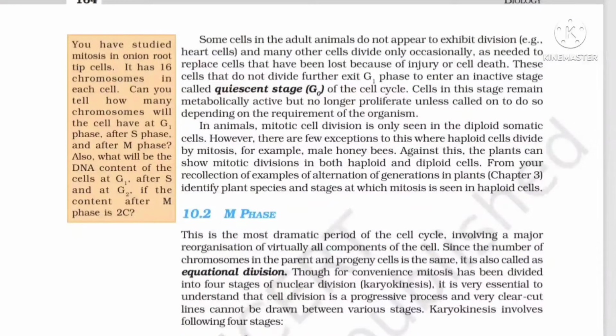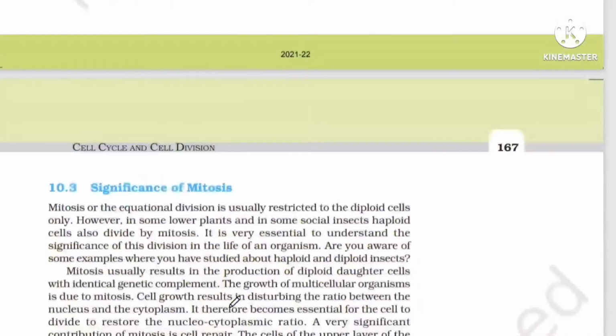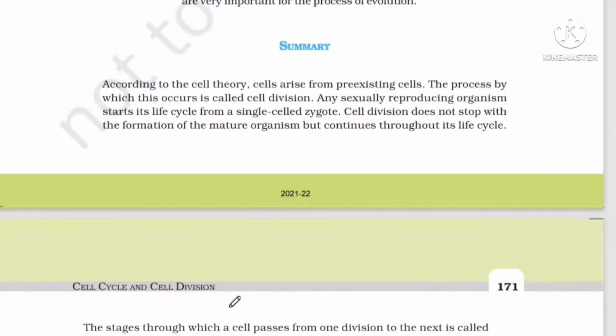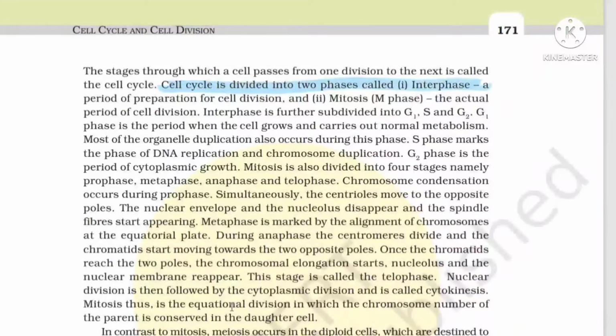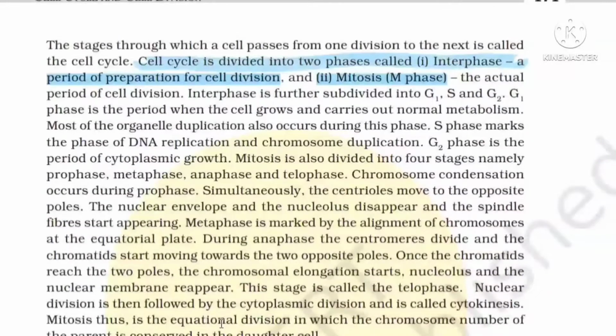Now see here. Let us go to the last page, the summary page, then I'll show you. The cell cycle is divided into 2 phases: interphase, a period of preparation for cell division, and second, mitosis, meaning M phase. Generally, students ask, does M mean meiosis also? But our NCERT, when it says M phase, is emphasizing the mitosis phase. So M phase is the phase where actual cell division is occurring. Is it clear? Interphase is further subdivided into G1, S and G2.